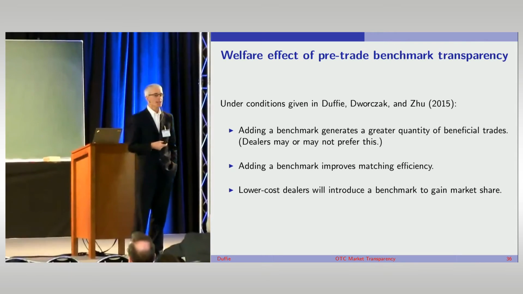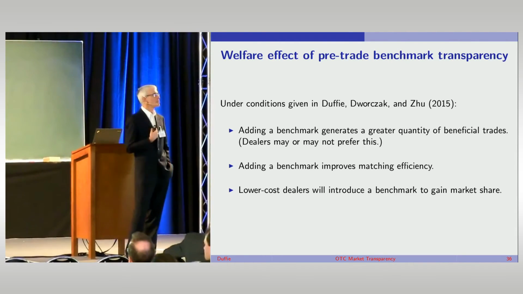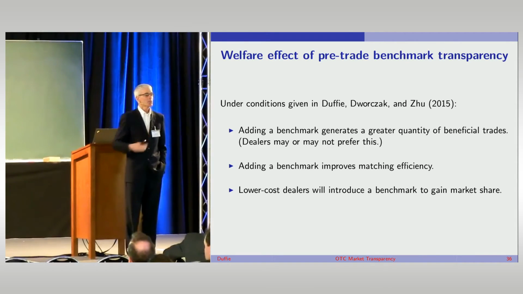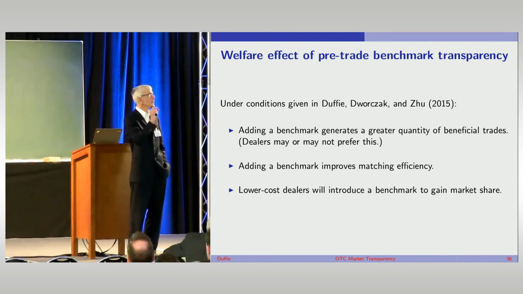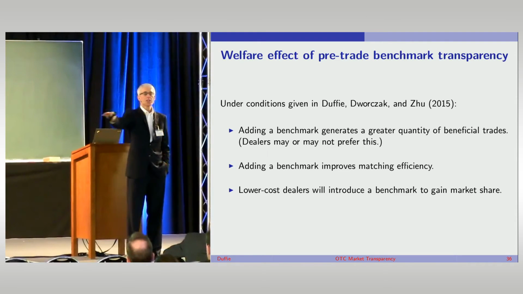It also improves matching efficiency, because my bank may not be that efficient at making markets in gold. If the benchmark is published, I'm not going to be able to get very much trade. I'm going to go out of business because I can't compete when you all know what the best price is. So I'm going to disappear, and you are only going to end up trading with the banks that are very efficient at making markets, because those are the only banks that can survive when all the investors like you know what the going price is.